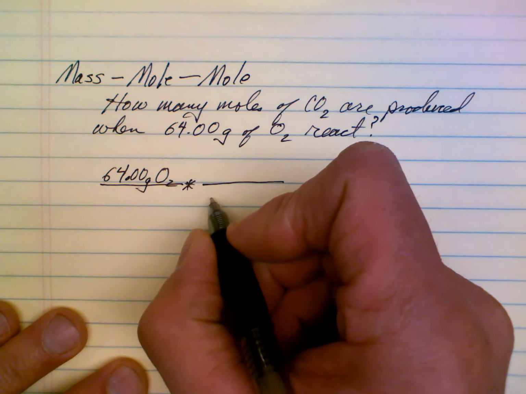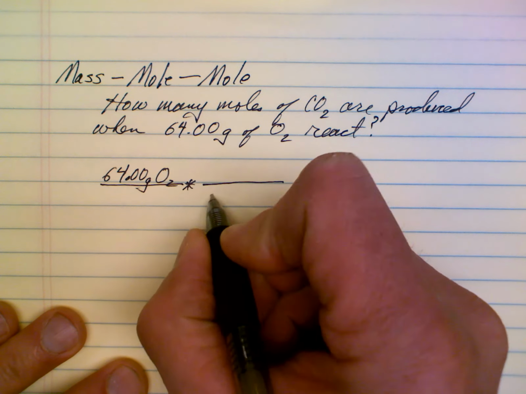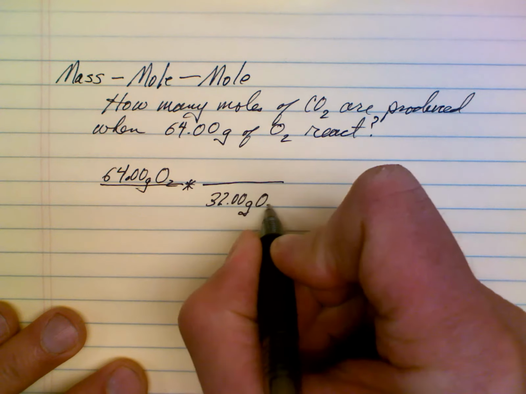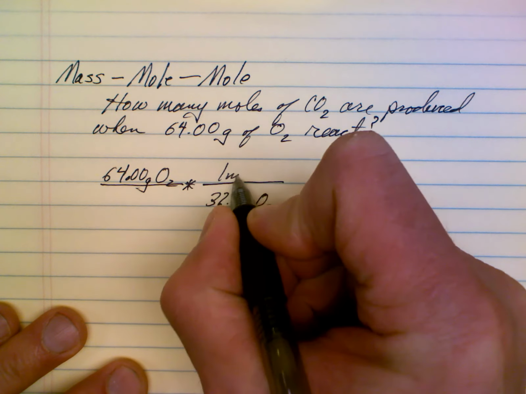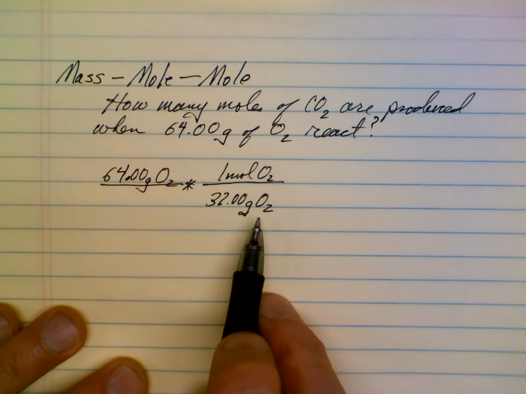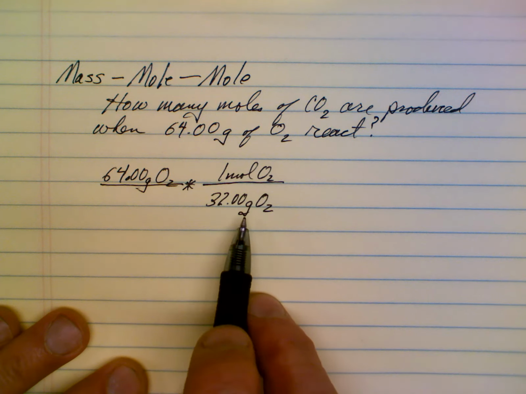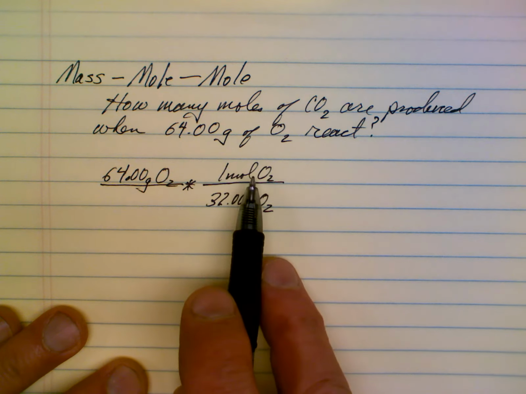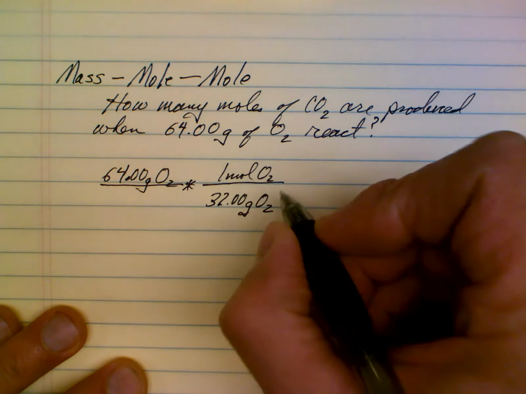So I have oxygen, which is a diatomic. So 32.00 grams of O2 is going to be 1 mole of O2. Now notice I doubled the mass of my oxygen. Oxygen has a mass of 16, but because it's a diatomic in this particular case, it's going to be doubled. So now I have moles of oxygen, and now I can use my balanced chemical equation.